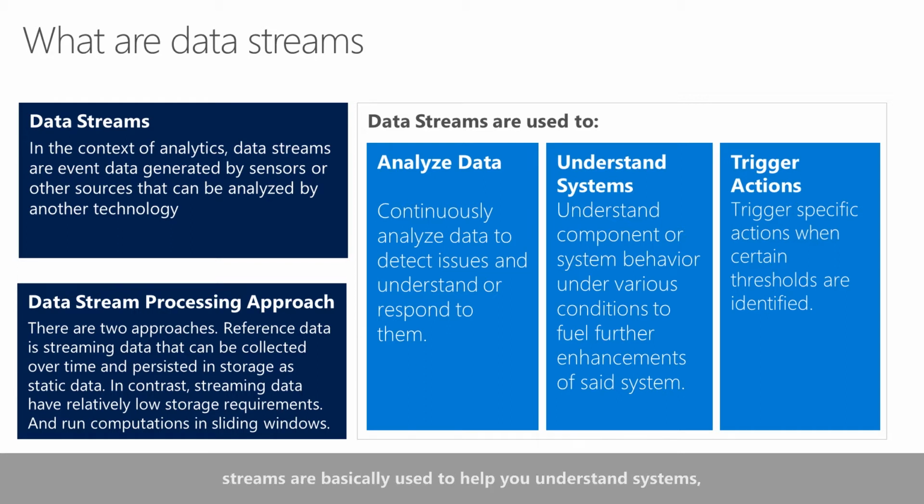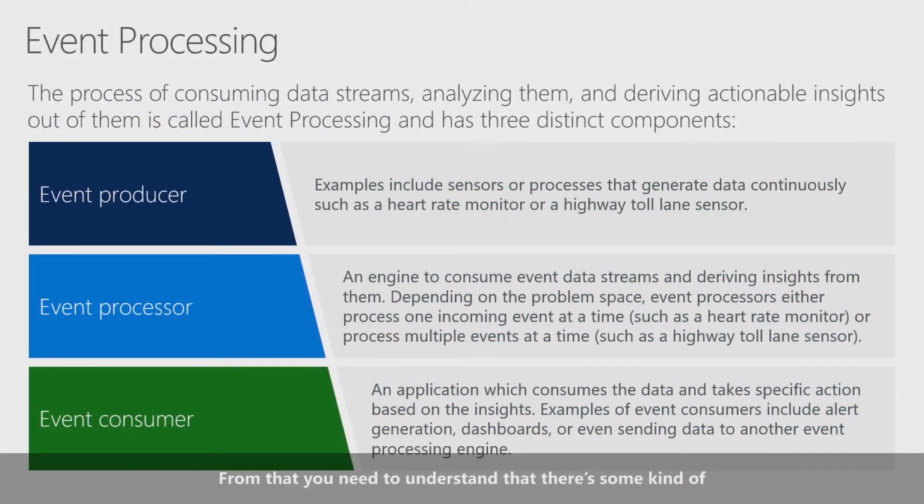So data streams are basically used to help you understand systems, analyze data, or maybe trigger some kind of specific action that you want to do. From that, you need to understand that there's some kind of event being generated in that data stream, right? So event processing is the process of consuming the data streams that we've just discussed. There are 3 parts to this. You've got an event producer. That could be a sensor, it could be an application, it might even be a social media platform that you want to capture as well.